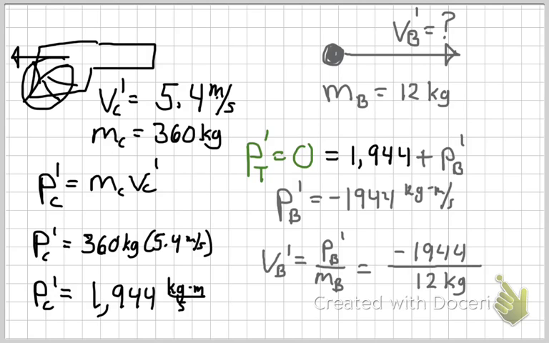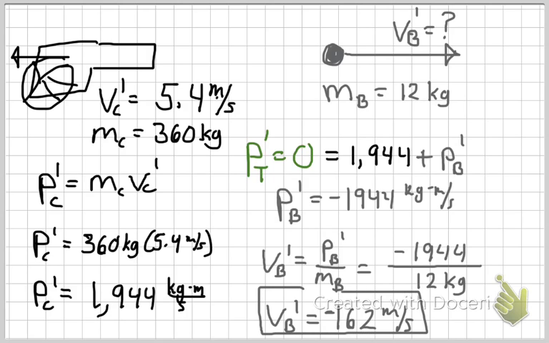Now that I've got the momentum of the cannonball figured out, it's real easy for me to figure out its velocity. Just take the momentum equation, solve it for v, and you would get momentum over mass equals velocity. So plug in your momentum that you just found, negative 1944, divide that by 12 kilograms. When you do that, you get something like negative 162 meters per second, and that's our final answer. Again, if yours is positive and mine is negative, it's no big deal, just so long as we get the same value.